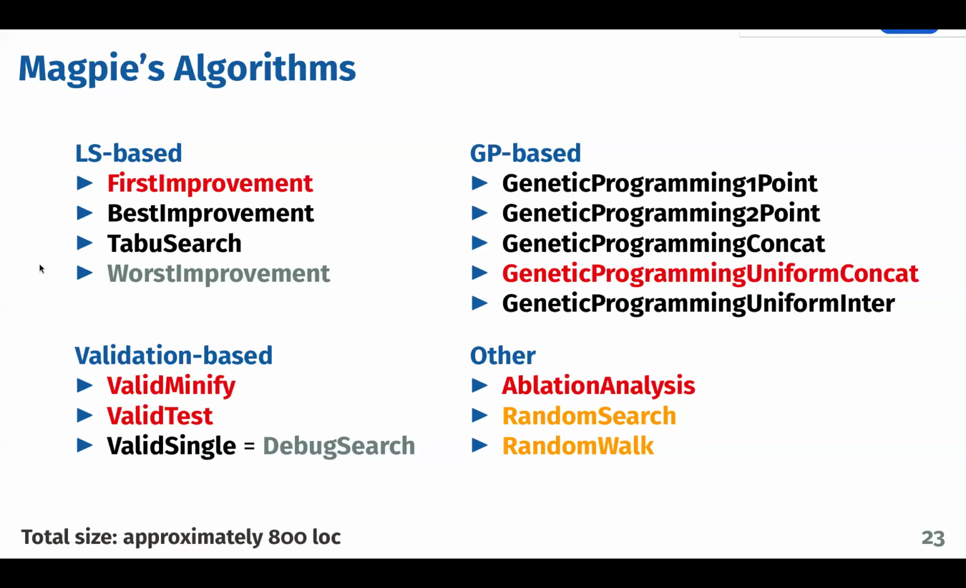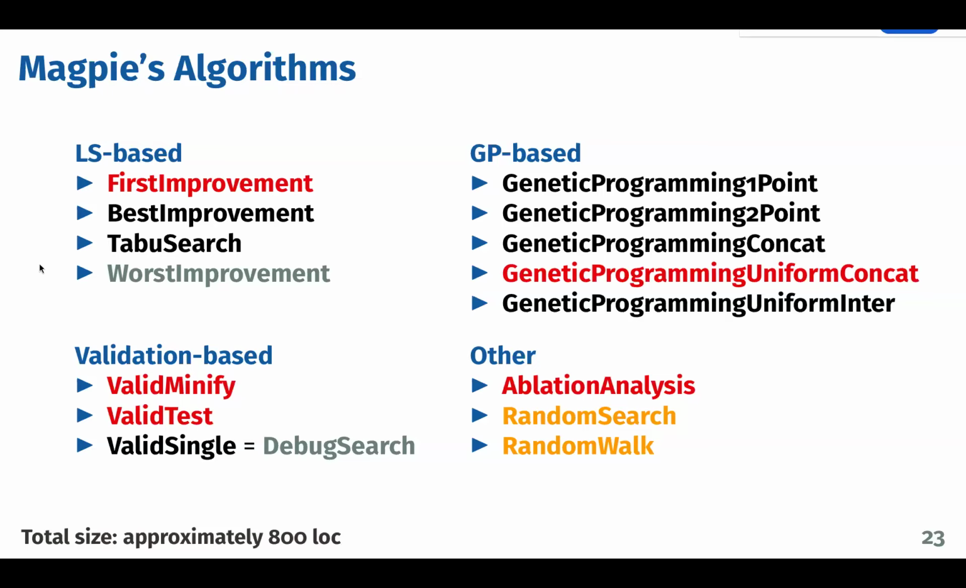In red are the ones that are really interesting. First improvement for local search, and one of the variants of genetic programming that work. But in one of your previous papers, there wasn't much variation in the expectation for all the genetic programming variants. Basically it does the same thing. But this one in red is both simple and effective.